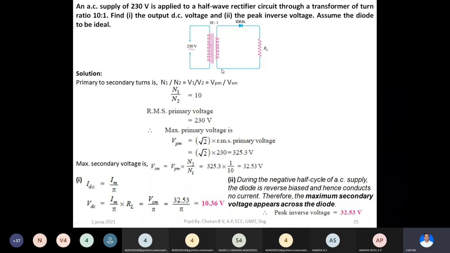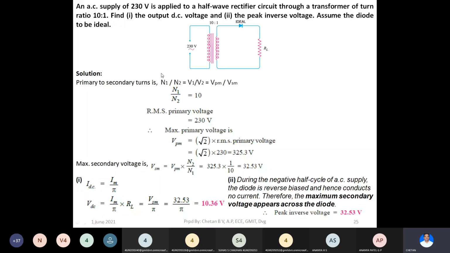To find out voltage across the secondary winding, we have to use the turns ratio. This is the general equation. It says the turns ratio N1 by N2 is equal to V1 by V2. V1 is voltage across primary, V2 is voltage across secondary. So for this case, V1 is nothing but VPM. PM means primary winding, peak voltage across primary. VSM means peak voltage across secondary, right? So what we require is this VSM, right?